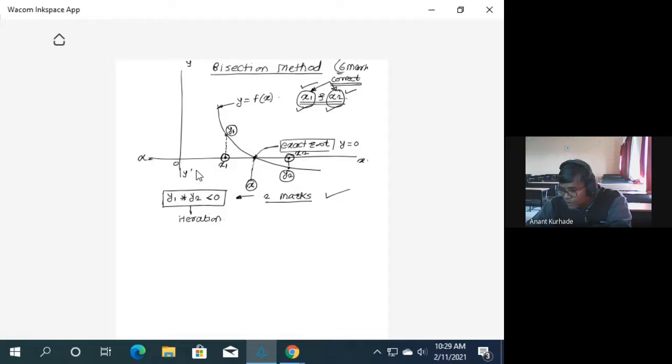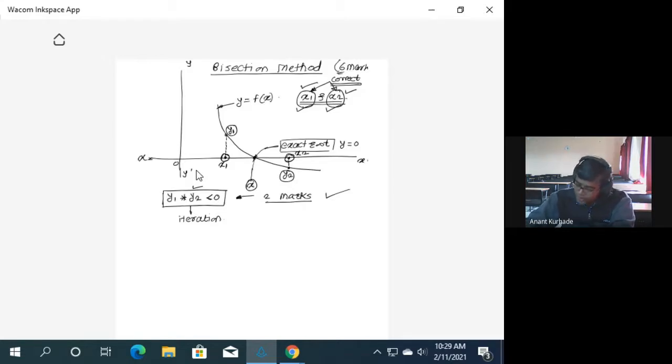So for all these 3 methods, we have a separate formula of iteration and a separate convergence condition. And what is convergence? Convergence means approaching towards the exact root. There are 2 concepts, convergence and divergence, but here we have only convergence. Convergence means approaching towards the exact root.